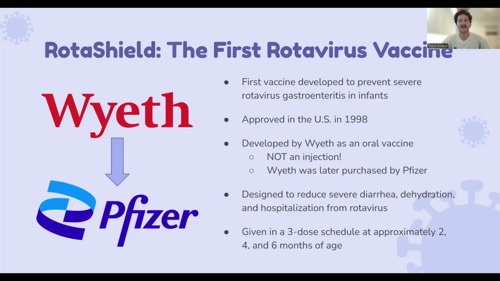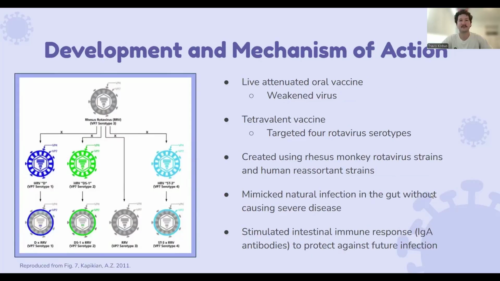Infants received the vaccine in a 3-dose schedule at approximately 2, 4, and 6 months of age. RotaShield was a live attenuated vaccine, meaning it contained weakened viruses that could stimulate the immune system without causing severe disease. It was also a tetravalent vaccine, which means it targeted 4 different rotavirus serotypes, as shown in the figure on the left. To achieve this, researchers created the vaccine using rhesus monkey rotavirus strains combined with human reassortant strains.